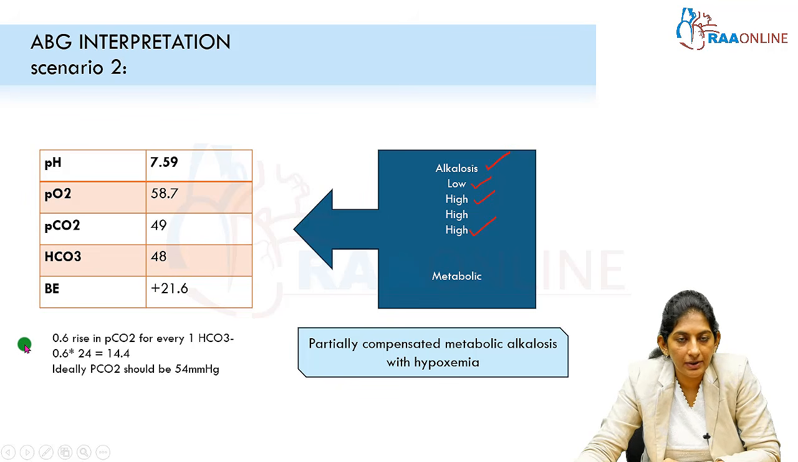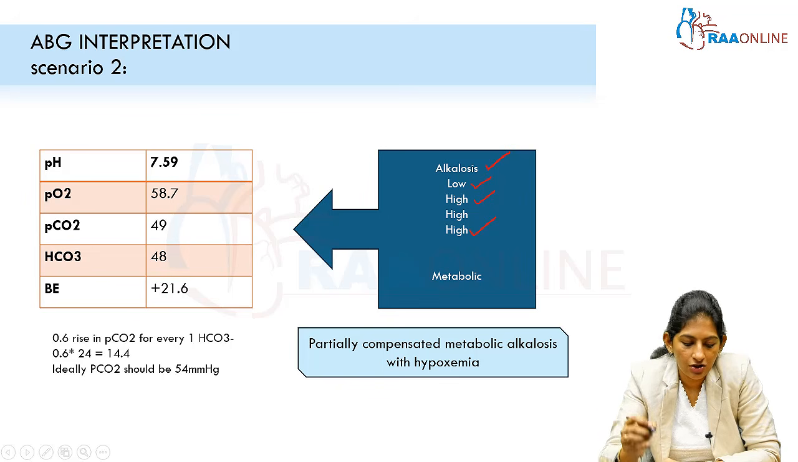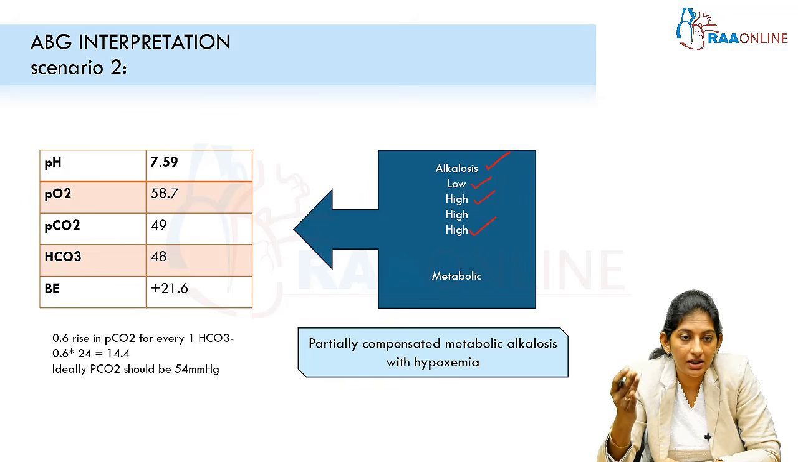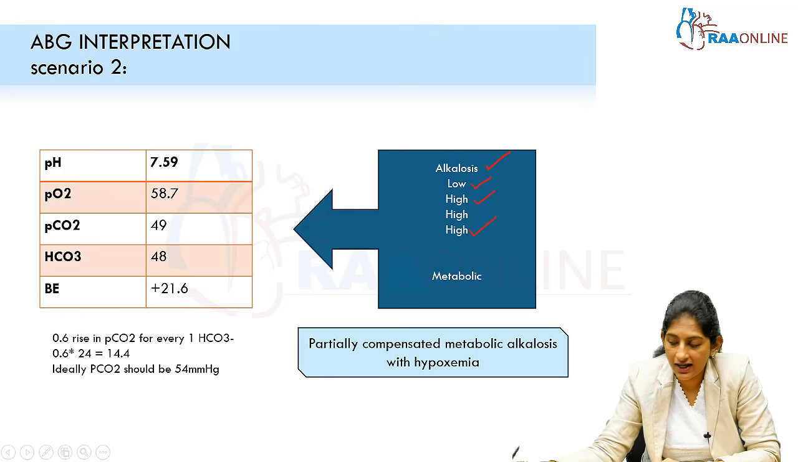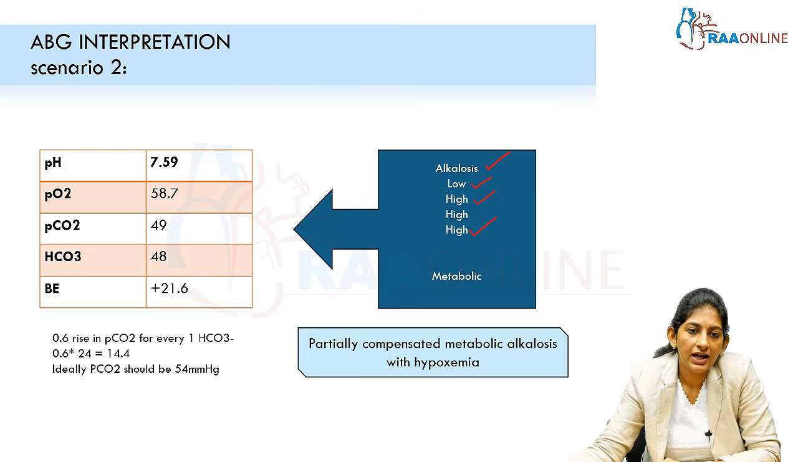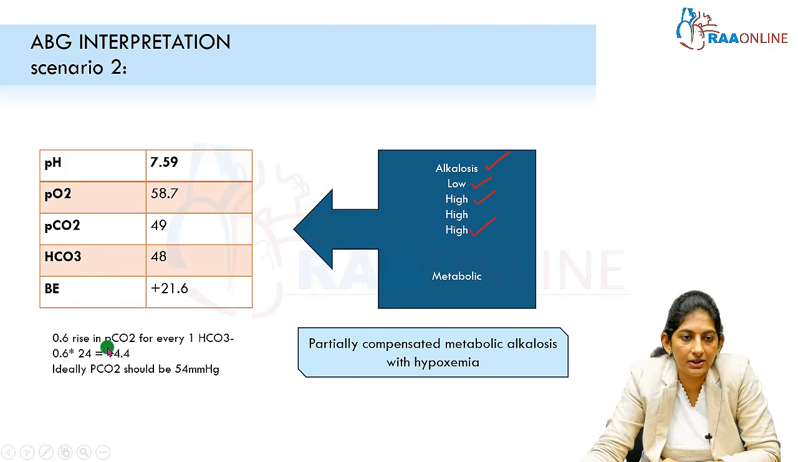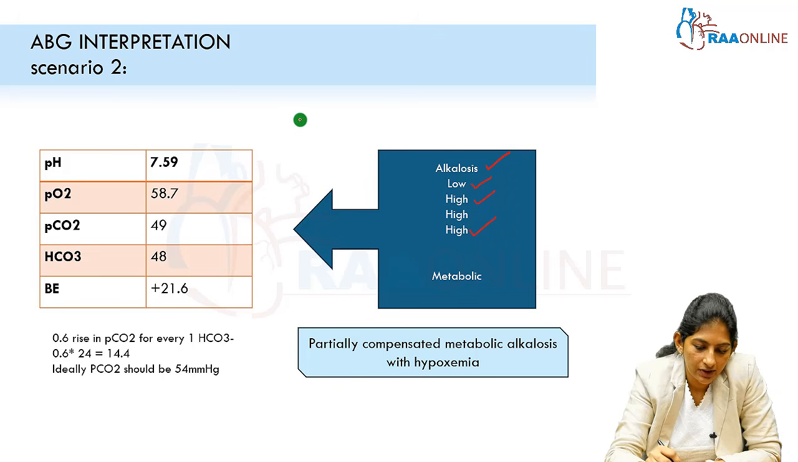Okay. So for metabolic alkalosis compensation, we saw for every 1 bicarbonate rise, 0.6 rise in PCO2 should be there. Okay. So this is a metabolic alkalosis. Lung has to compensate, isn't it? So for bicarbonate rise, there should be rise in PCO2 also. Has it risen correctly? That we have to see. So for normal bicarbonate is 24. Okay. So from 24 it has gone up to 48. Difference is 24 again.